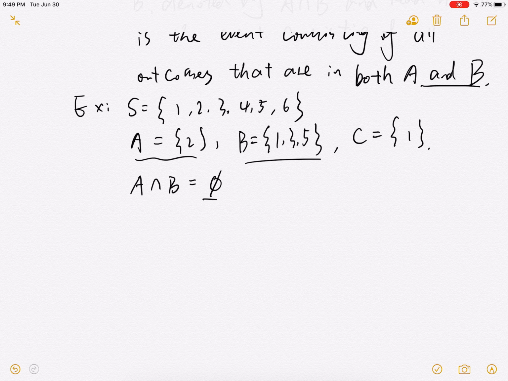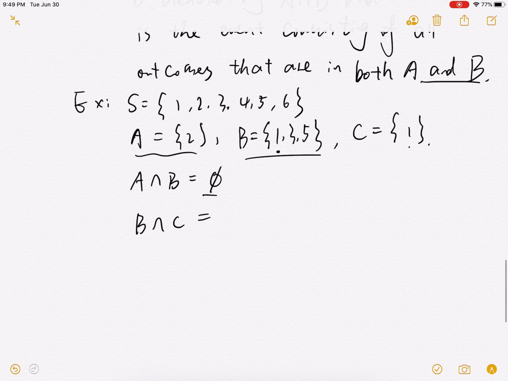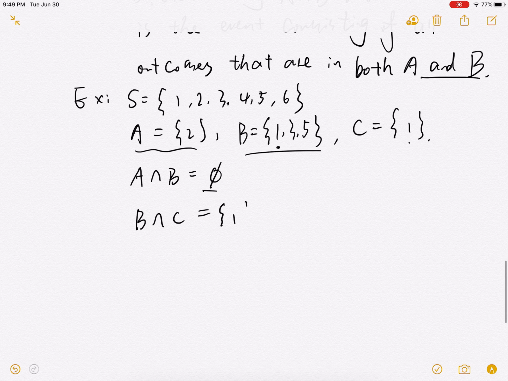And then let's take a look at B intersection C. What's in common between B and C? The common element between B and C, I think, is 1. So B intersection C is 1.